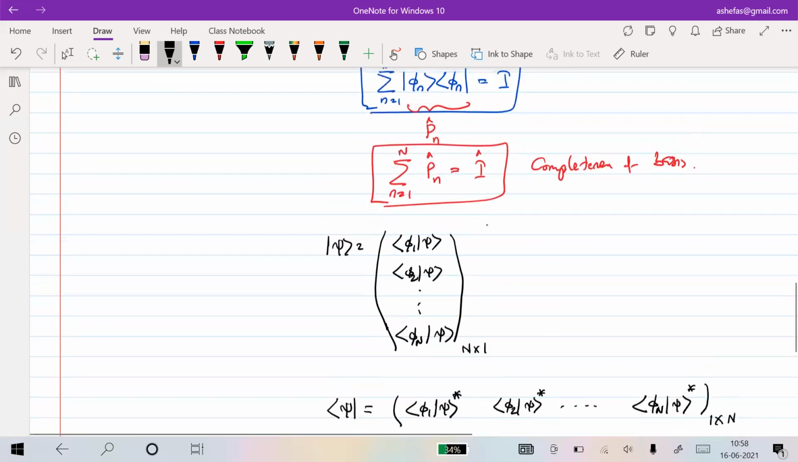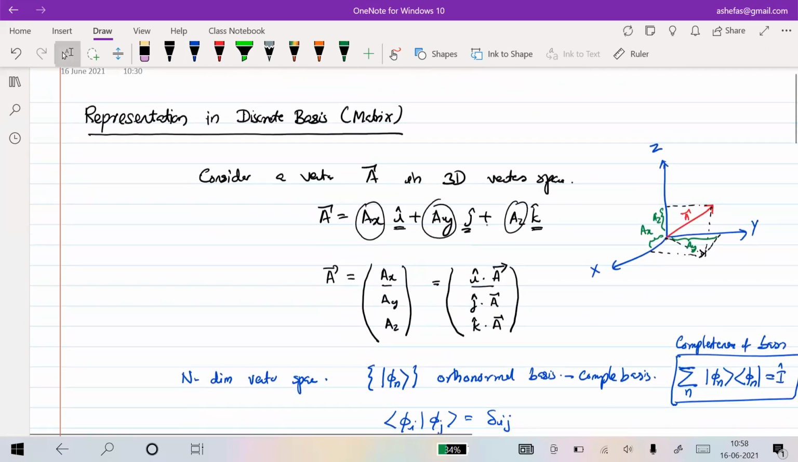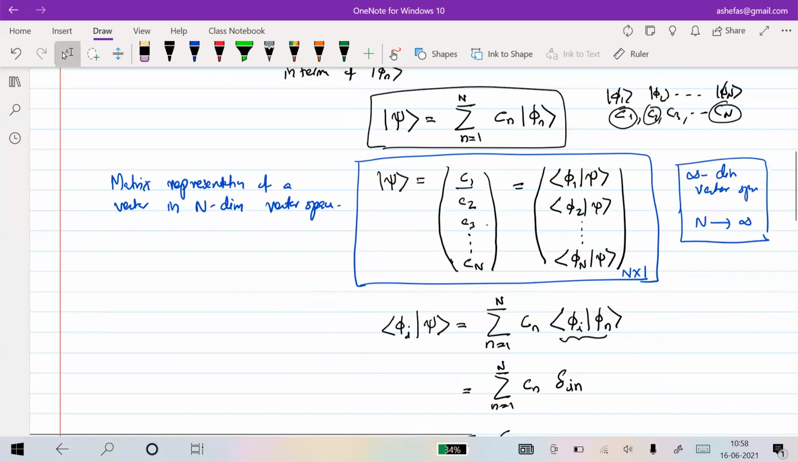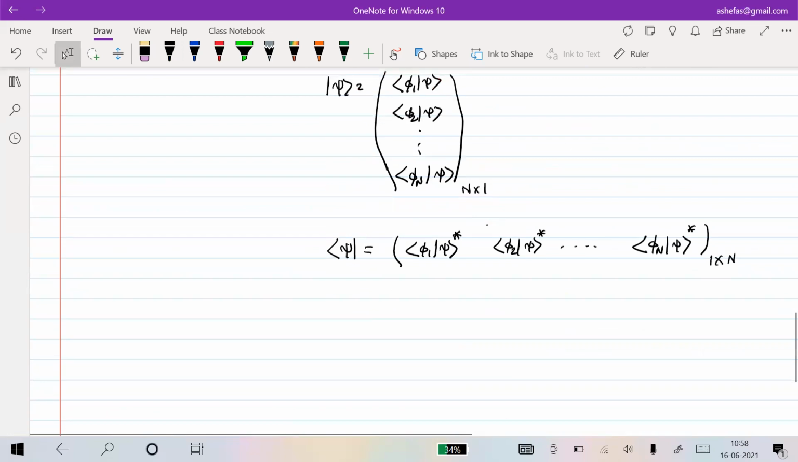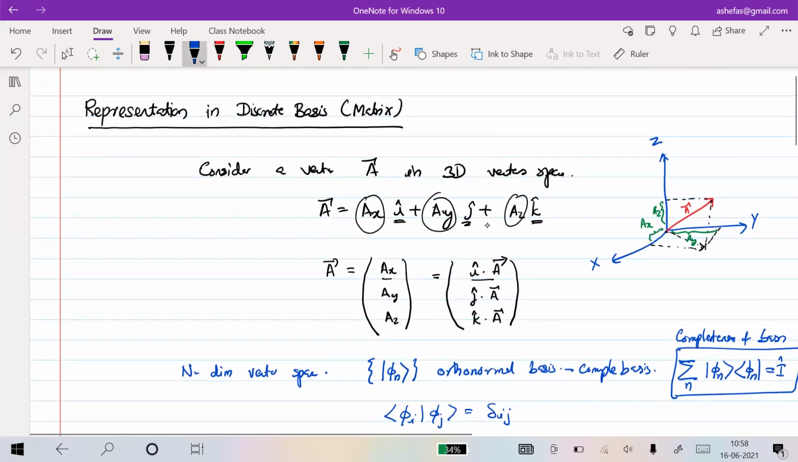This matrix representation will be used in the case of a discrete basis. Remember here the basis vector is a discrete basis, because n runs from 1, 2, 3, etc. It is not a continuous basis. So the basis is discrete, and in such a case we can easily represent the vector in matrix form. So this is the representation of vectors in a discrete basis.